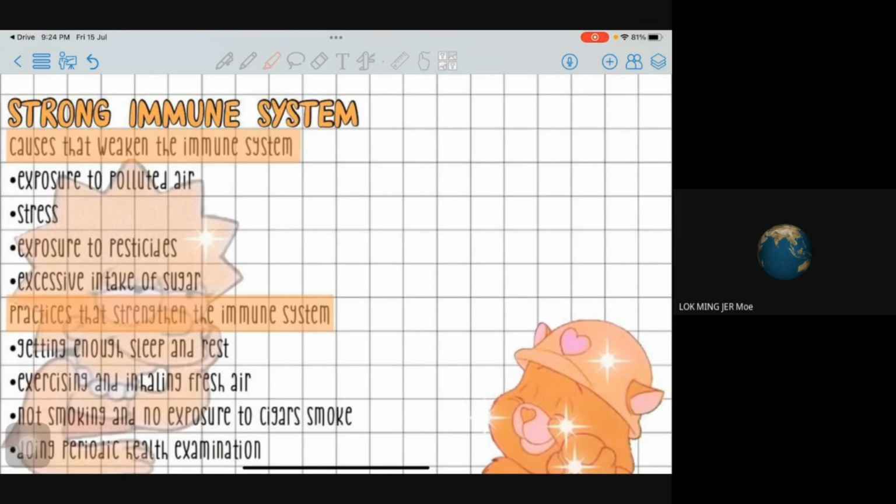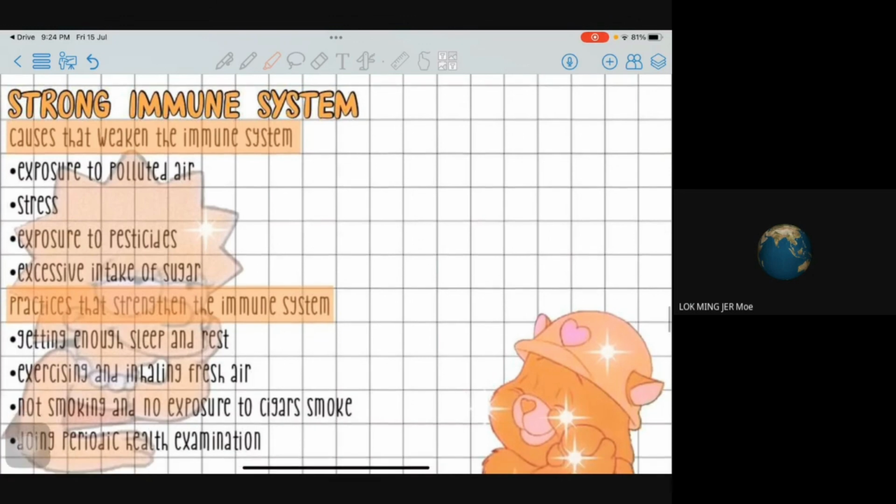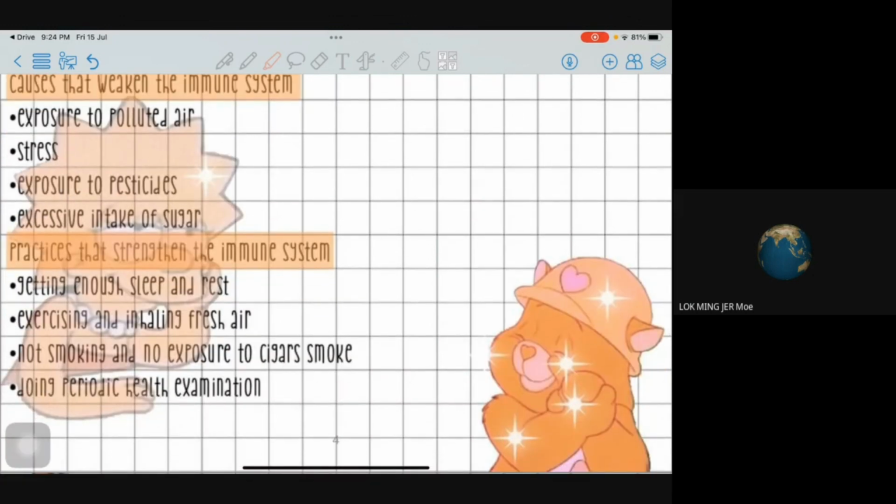That's why it's better for you to go outside the city and take a breath of fresh air. And not smoking and no exposure to cigarette smoke, and doing periodic health examination, because we need to know what happened to our health. So do frequent checkups.